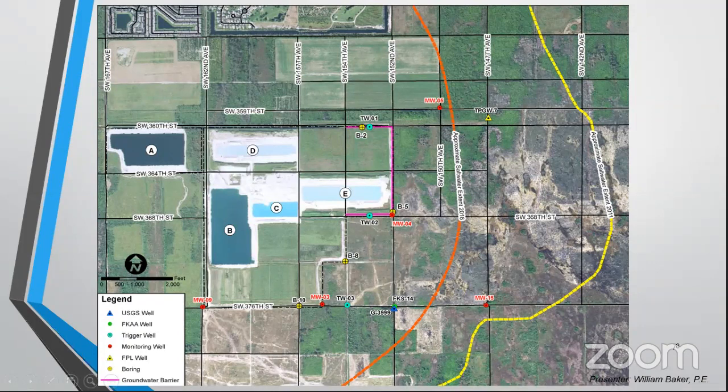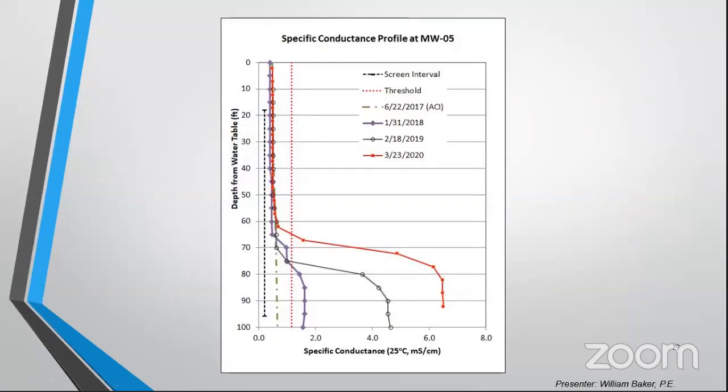So if you go to the next slide. This is data at MW5. On the y-axis, you have depth in the well, and on the x-axis, you have specific conductance, which is a surrogate for chlorides. The dotted red line is our permit limit, which equates to about 250 chlorides. The first time we went out there in 2018, we exceeded the limit, and it's only gone up in subsequent visits. So next slide.